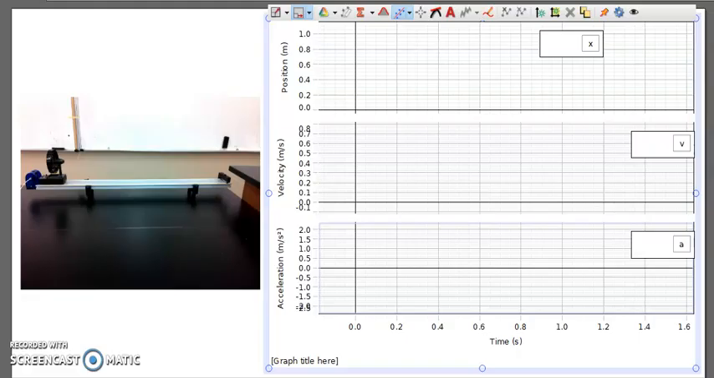I've programmed the computer to start recording the data when the cart moves 15 centimeters away from the motion sensor, and to stop recording when the cart is 1 meter away. The data we collect then will be just the motion of the cart.